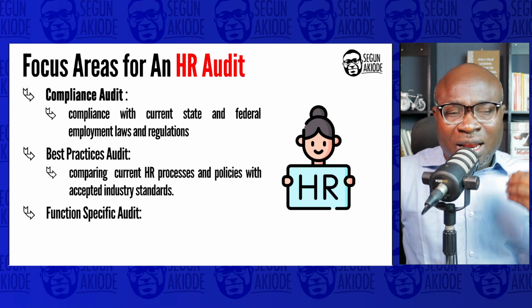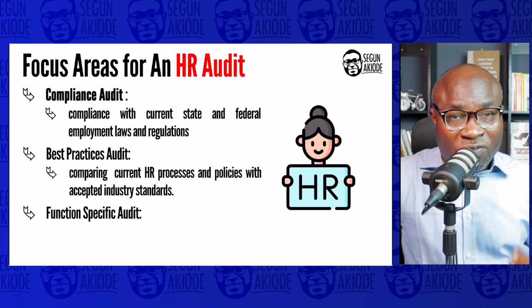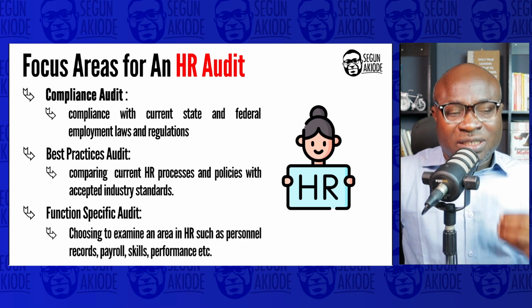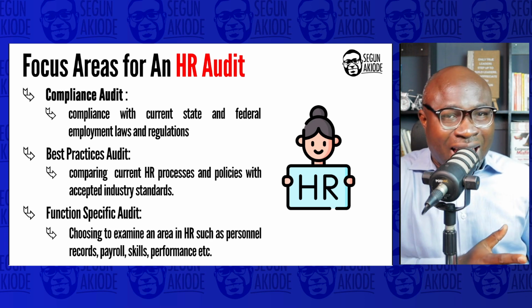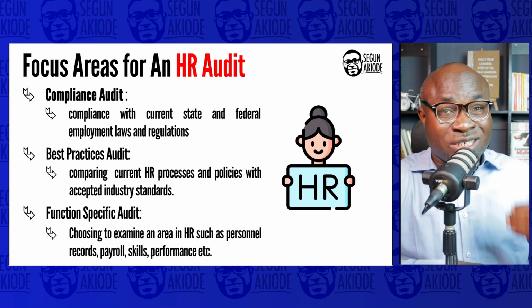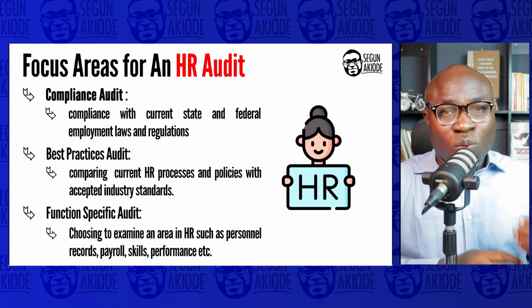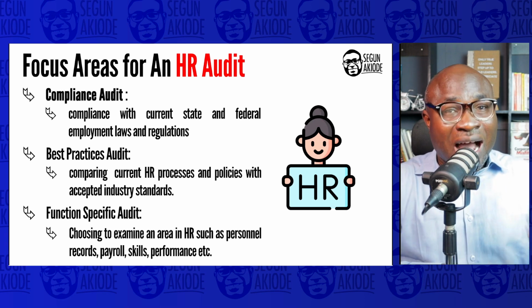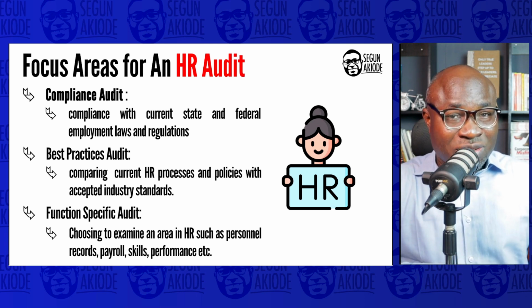Then your HR audit can also focus on some specific functional area, which we call function specific audit. Your function specific audit means you choose a particular area of HR that you want to examine. You could pick personnel records. So what are the things we keep within our records, and we want to be able to check it against some certain regulatory compliance or some certain industry standard.